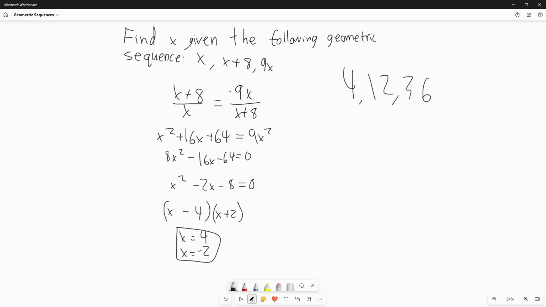Now let's try -2. First term would be -2. Second term would be 6 because that's -2 plus 8. And the third term would be -2 times 9, which is -18. And this also works because 6 is -2 times -3 and -18 is 6 times -3.